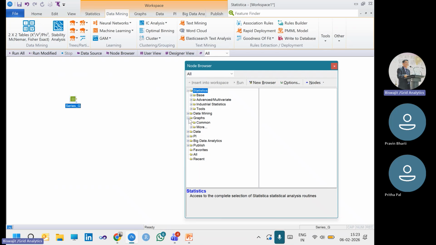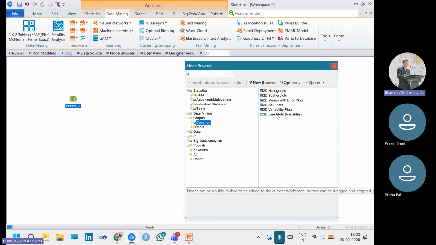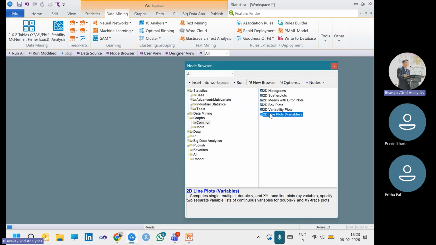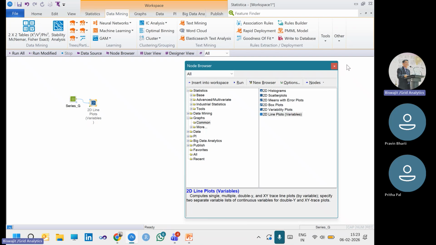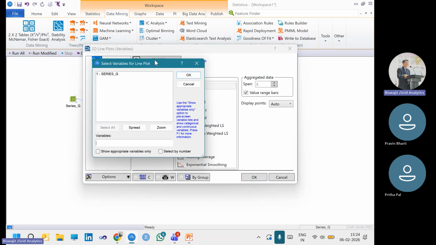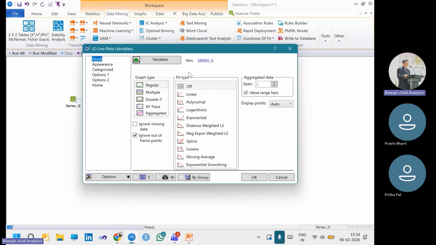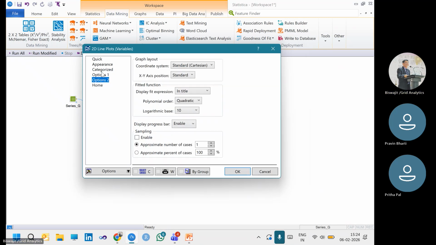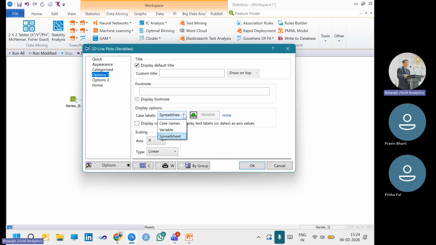So I go to graphs. Under the graphs, we have a popular graph called 2D line plots, which is also popularly known as a trend graph. I double click here. I bring this graph into the statistical workspace. I will choose the variable of my interest. The rest of the specification will remain the same. I would like to have my case names on the x-axis.